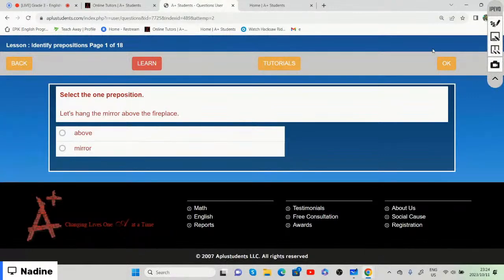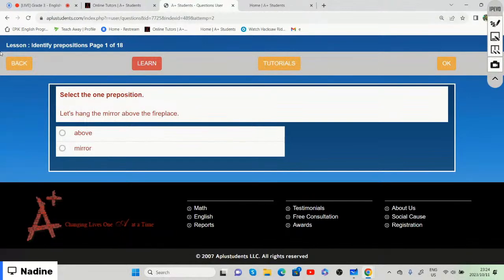Let's hang the mirror above the fireplace. So now we need to choose a preposition. Is it above or is it mirror? We need to select one preposition. Remember, it's either telling you where or when. So above or mirror.